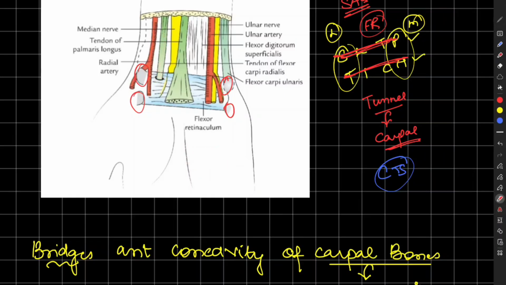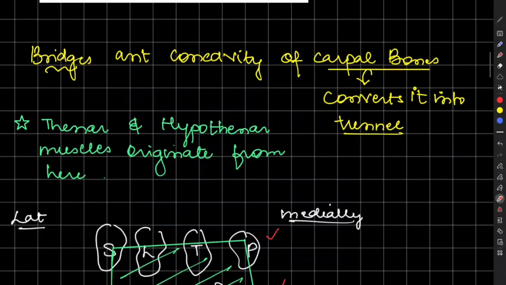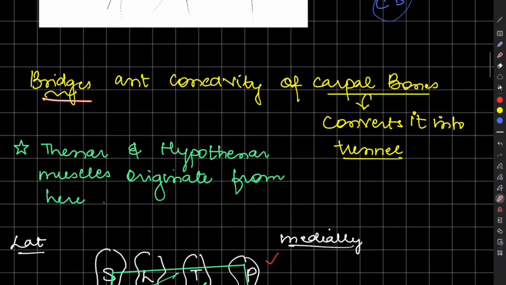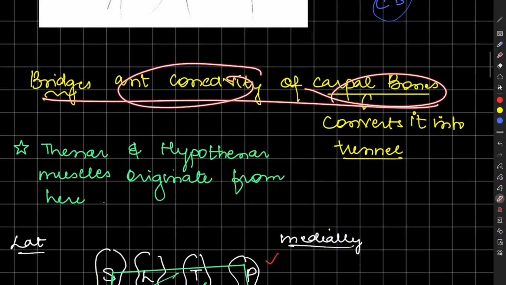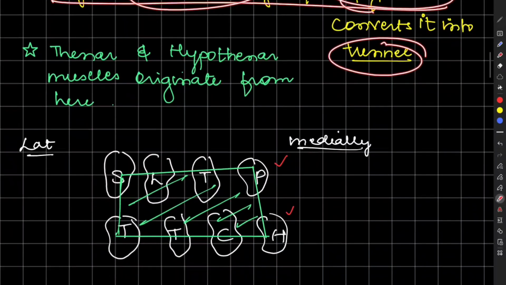Now, talking about the flexor retinaculum, as I have already told you about the attachments, medially it is attached to the pisiform and the hook of hamate, plus laterally to the tubercle of scaphoid and the crest of trapezium. Okay, if you write scaphoid and trapezium, it's okay, but for better marks, make sure that you write the tubercle of scaphoid and the crest of trapezium. So you can read that it bridges the anterior concavity of the carpal bones and converts it into a tunnel.